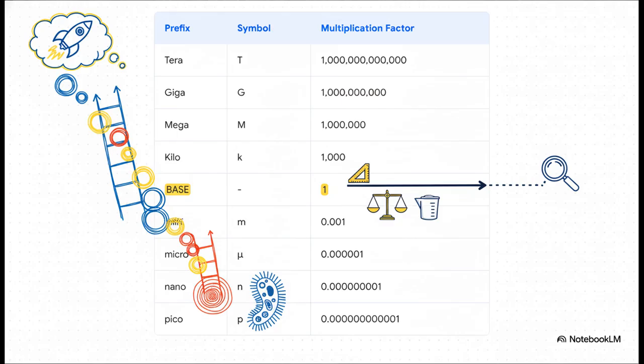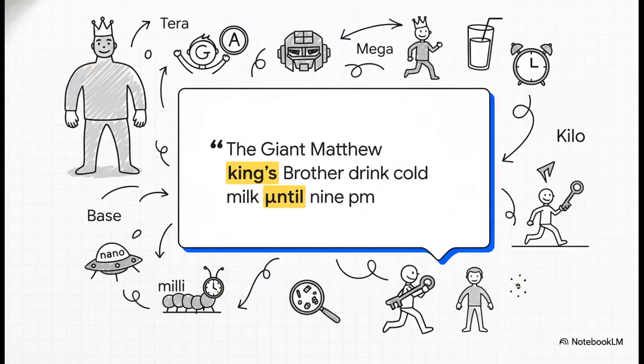See that base unit in the middle? That can be anything. Meters for distance, grams for mass, liters for volume. If you go up the ladder, things get bigger. Kilo is 1,000 times bigger. Mega is 1,000,000. If you go down, things get smaller. Milli is 1,000th, micro is 1,000,000th. It's all just powers of 10, which really just means you're moving a decimal point around. That's it.